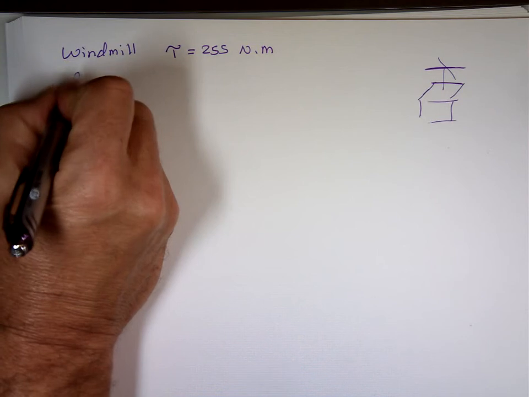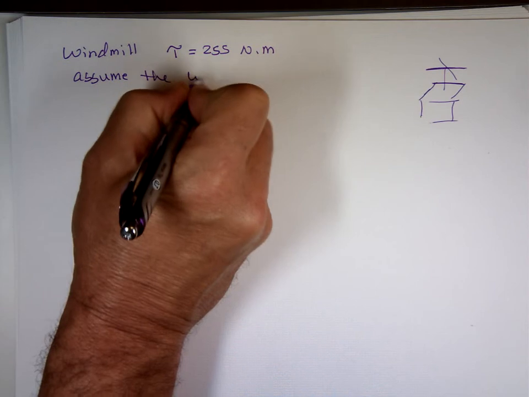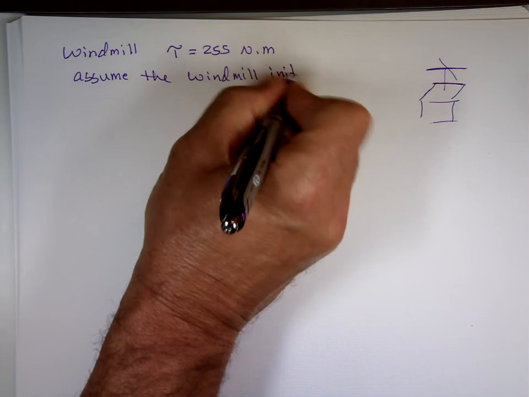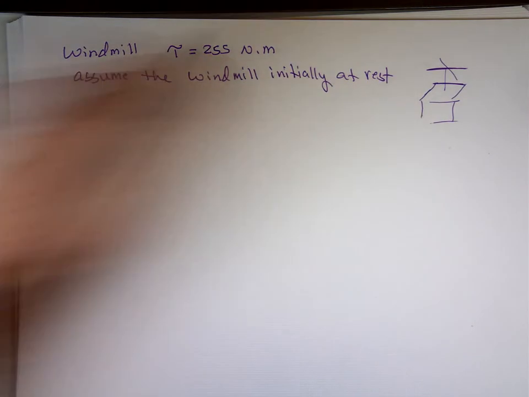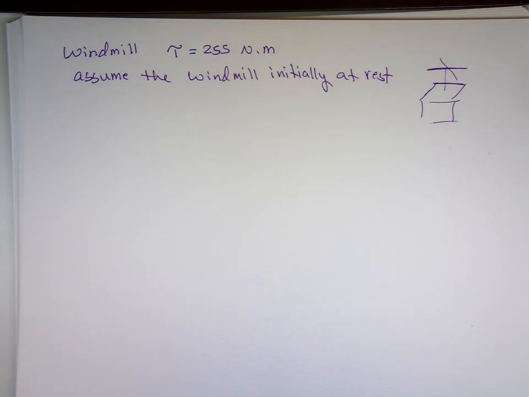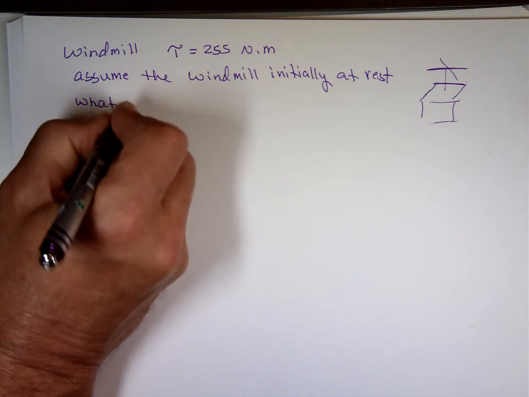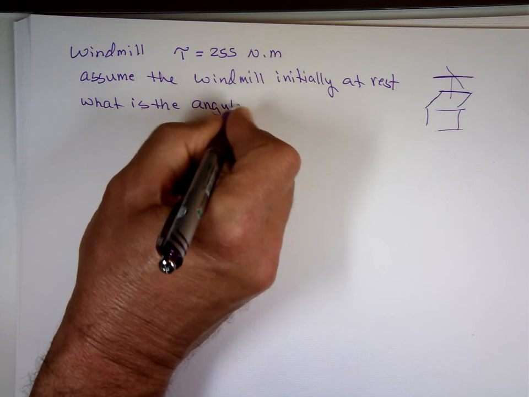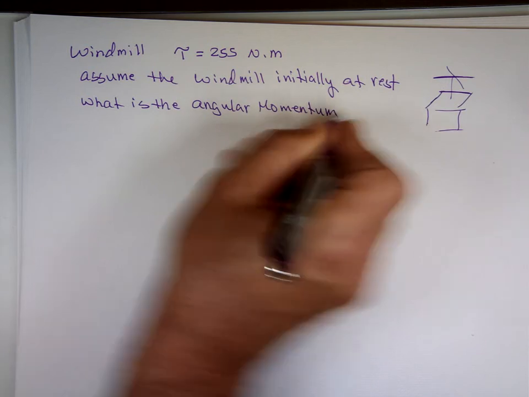Assume the windmill is initially at rest. The question is, what is the angular momentum, L, after, I don't know, 2 seconds?